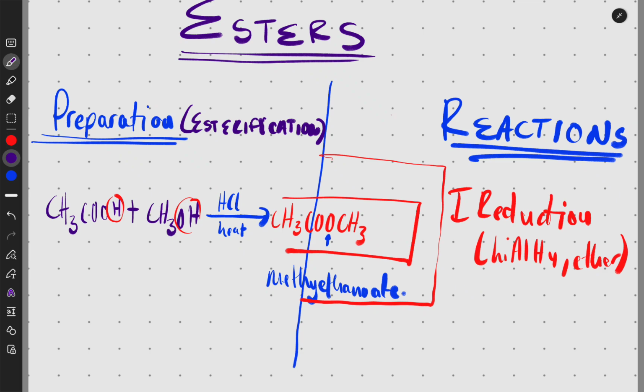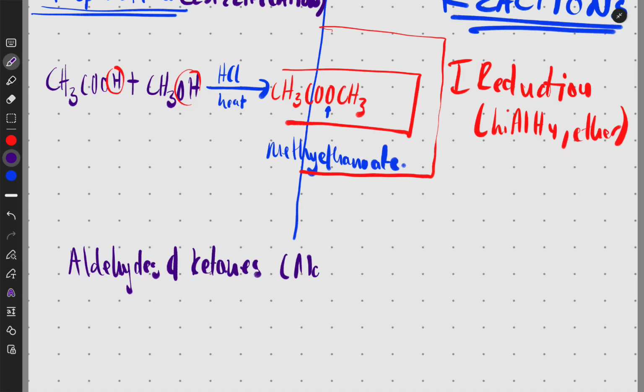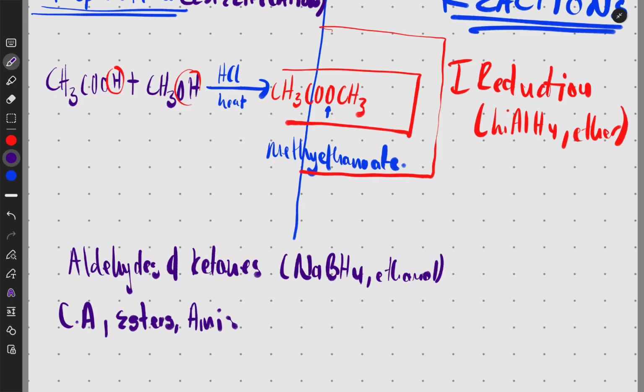We have 5 things that can get reduced. What are they? Let me put them. We talked about how you have aldehydes and ketones. For aldehydes and ketones, we do reduction, but we use NaBH4 in ethanol, right? Then what about for the others? Carboxylic acids, esters and amides, these 3 things are reduced using LiAlH4 in ether. Do not forget that. These are the ones that get reduced.